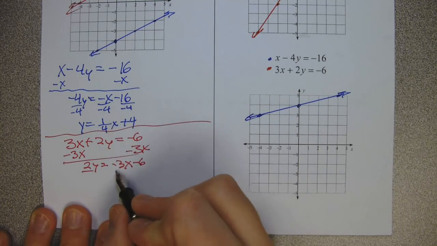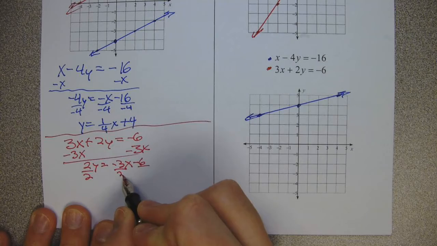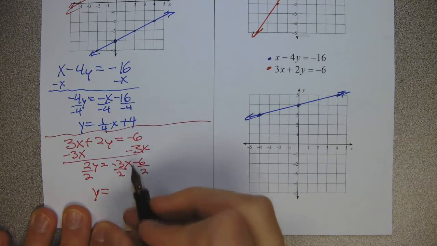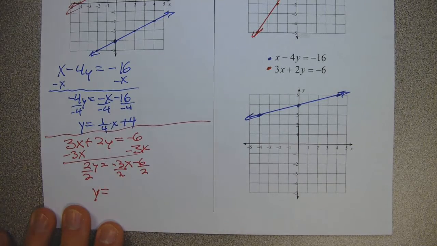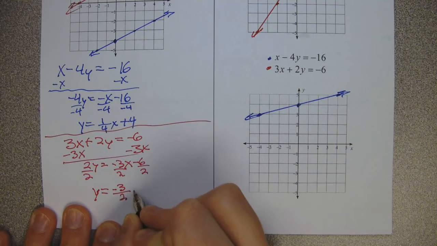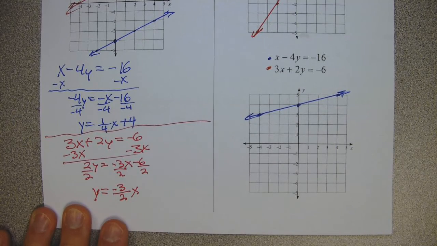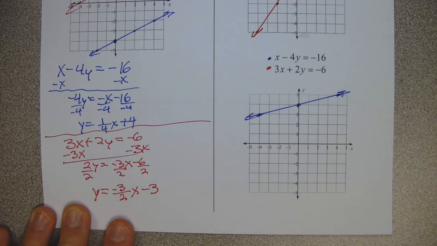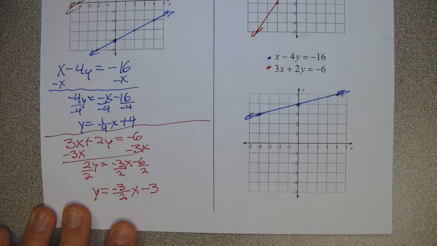Next, we'll divide everything by 2. We'll end up with y equals, notice this negative 3 over 2, do not change it. Leave it alone. That is our slope. It's going to help us count. Do not make it a decimal. It'll make your life much, much more difficult. From there, we'll take negative 6 and divide it by 2, so that's a negative 3. And ta-da, just like that, we've got what we need.